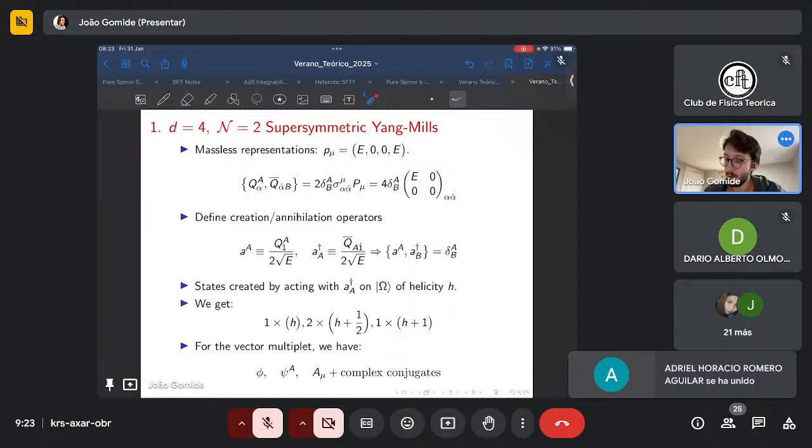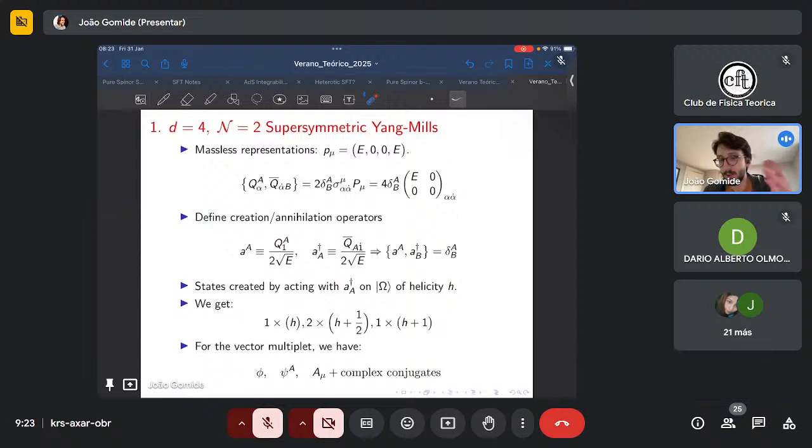So in all, starting with a ground state with helicity 0, or spin 0, we can construct this vector multiplet. We have a scalar phi, which is this thing here. We have two spinors, which I'll call psi, which are these guys. And we have our gauge boson with spin 1, which is this guy here. And we have the complex conjugates of all these states.